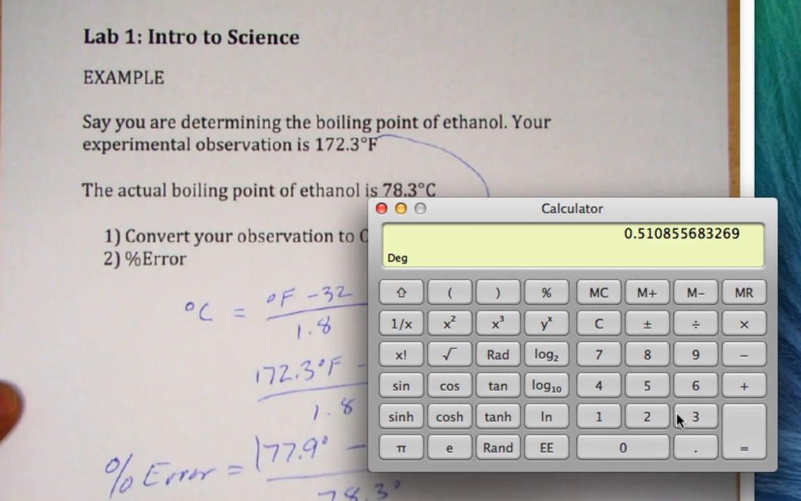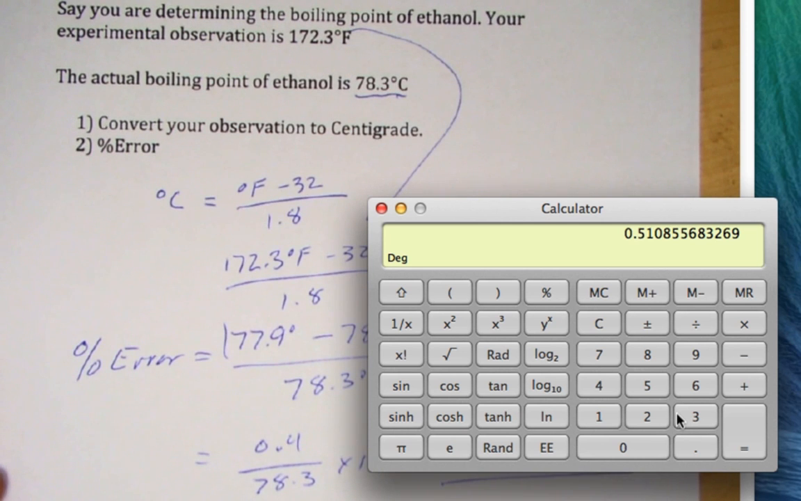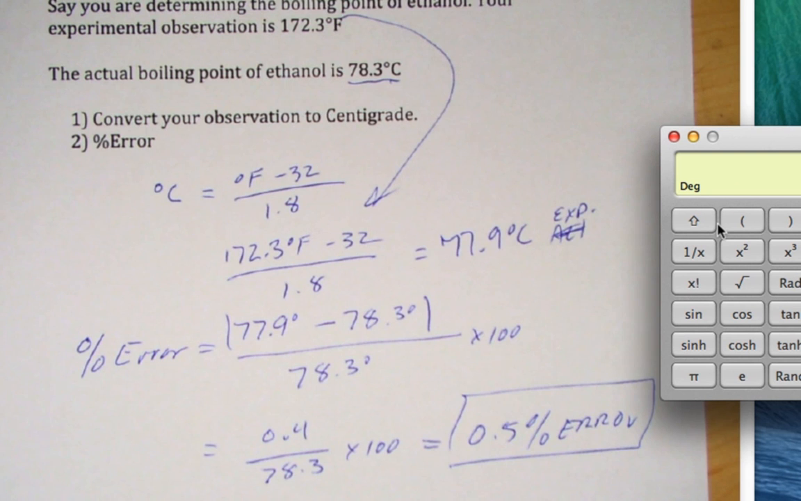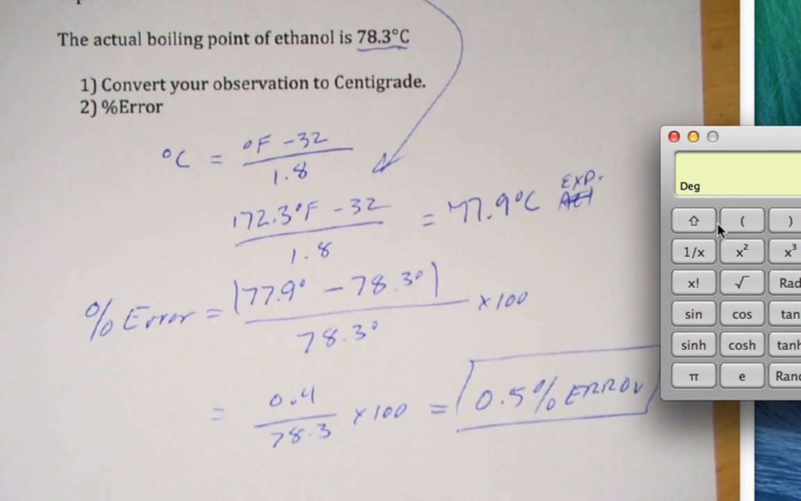So basically that becomes 0.5% error, which is within the accepted value there, right? So let's go back here, right? So anyways, that's how we're going to calculate percent error.